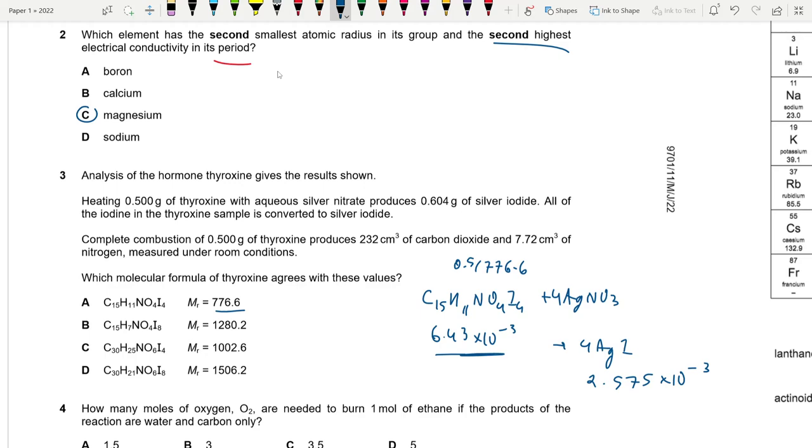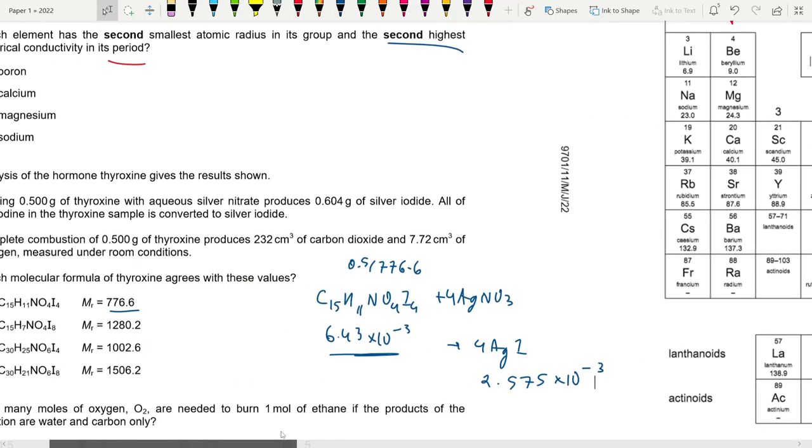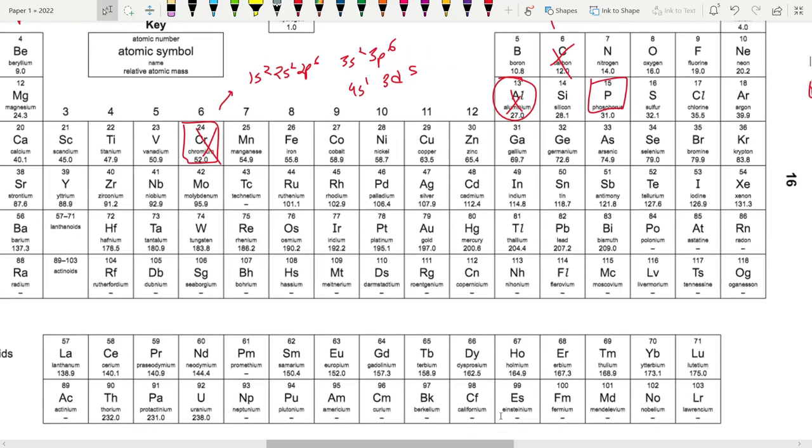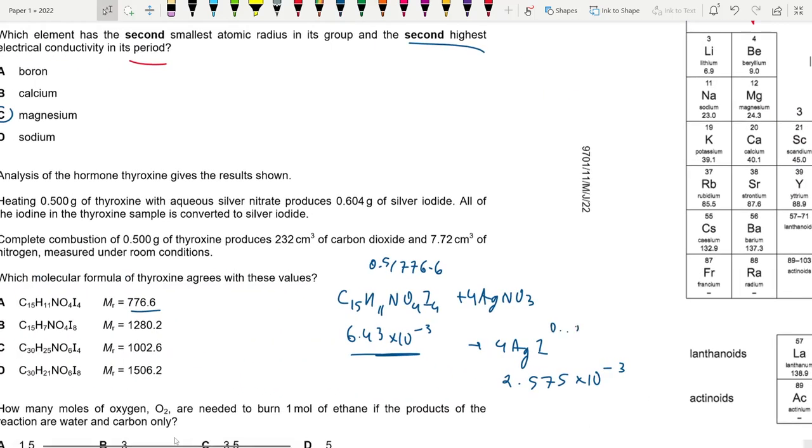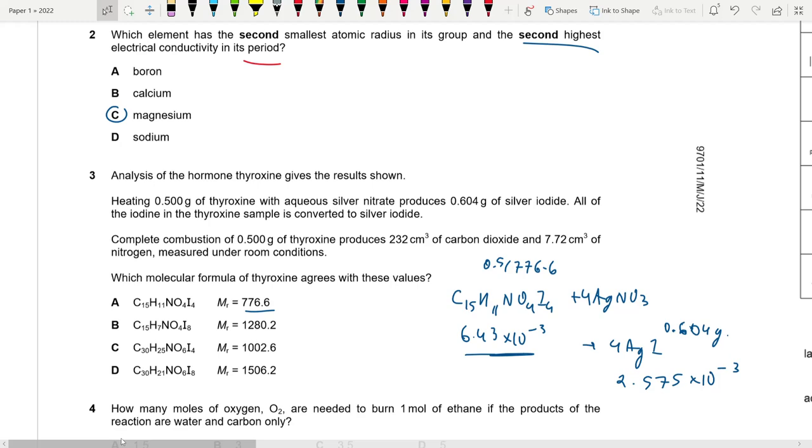Now if you multiply this by the MR of silver iodide, iodide is 126.9 and silver is 107.9. So into 107.9 plus 126.9, that gives you a value of 0.604. I'm getting a value of 0.604 grams. So that matches actually. The mass matches. Now let's go to combustion. Let's see if combustion is alright.